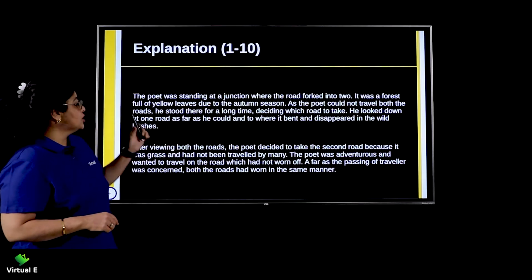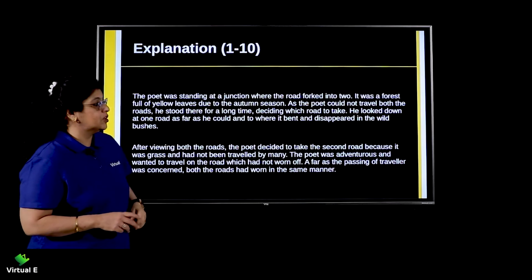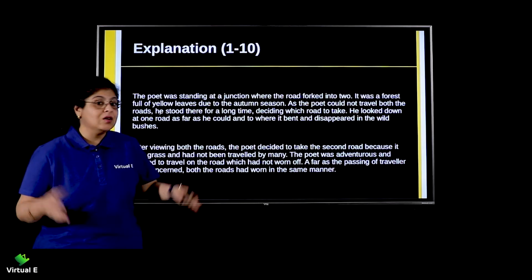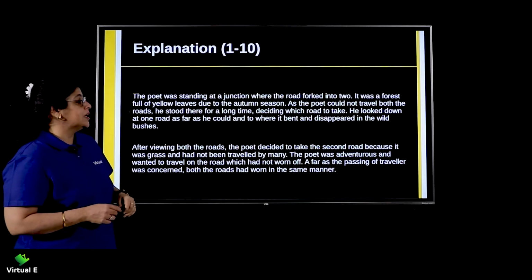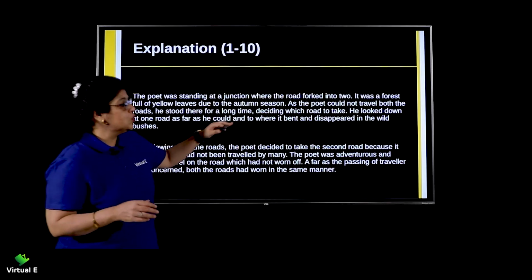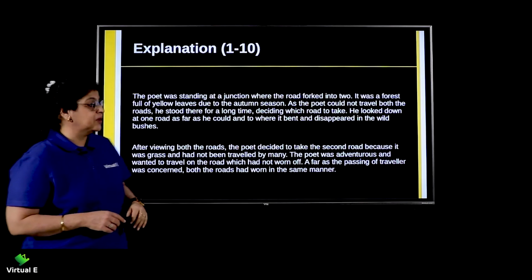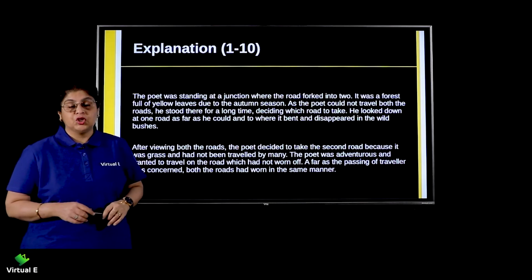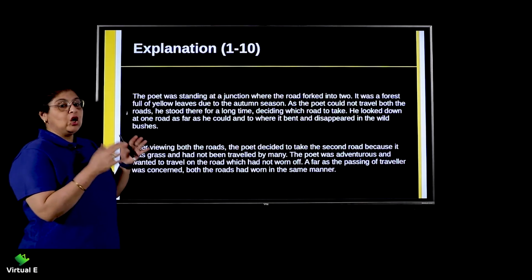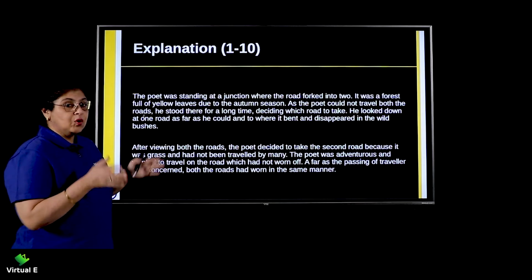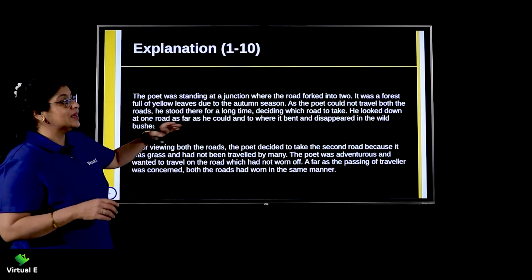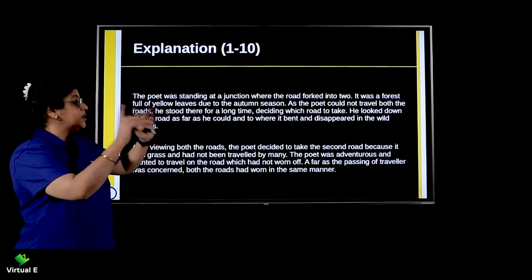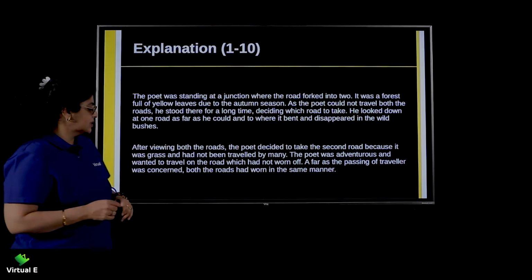As the poet could not travel both the roads, he stood there for a long time, deciding which road to take. He looked down at one road as far as he could, to where it bent and disappeared in the wild bushes. Now he stood there, he observed. Now where are both the roads leading to? Which one should he take? And then he says, it bent and it disappeared in the wild bushes.